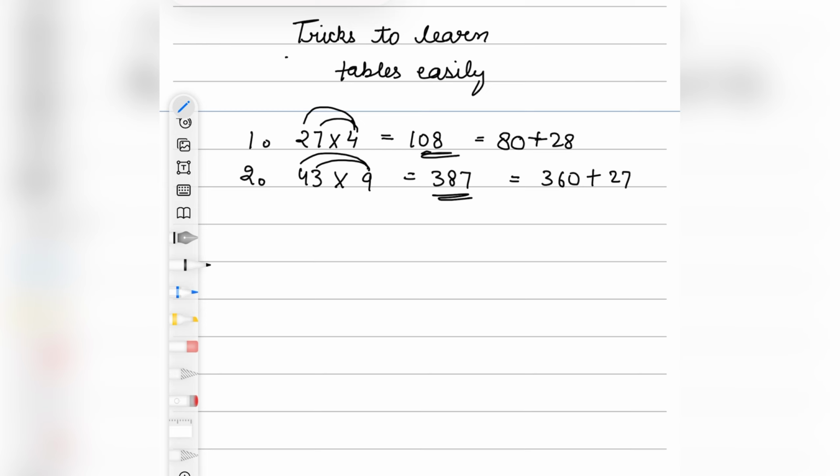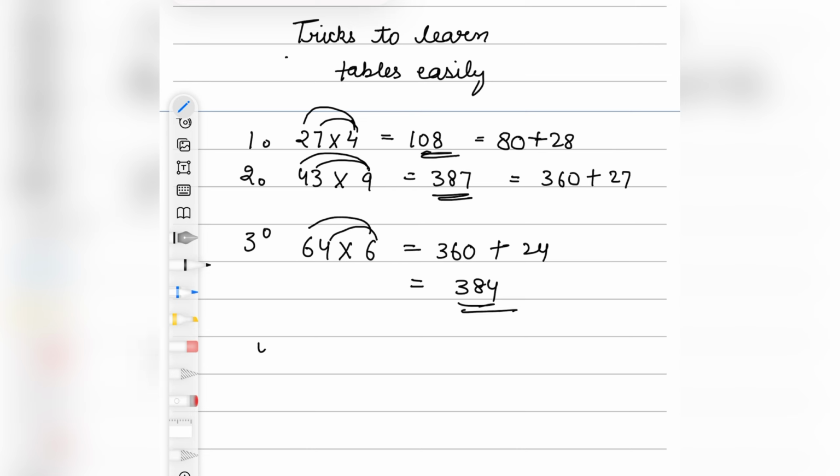Now let's take another number. 64 into 6. Again, multiply 6 into 6, that is 36. Put 0 after this and add the multiple of 6 into 4, that is 24. So your answer is 384.